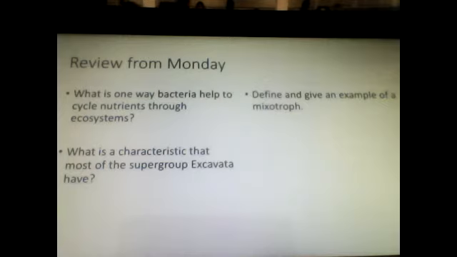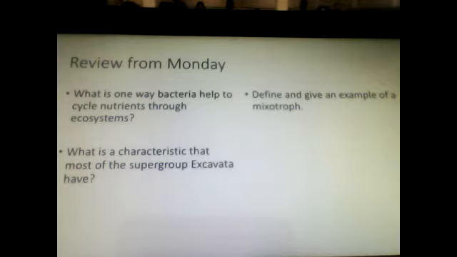Okay, then we started into protists, the leftovers. The things we don't know what to do with, so we just group them together into a loose group. And then our loose groups still have characteristics that are iffy. So what is a characteristic that most of the supergroup Excavata share?